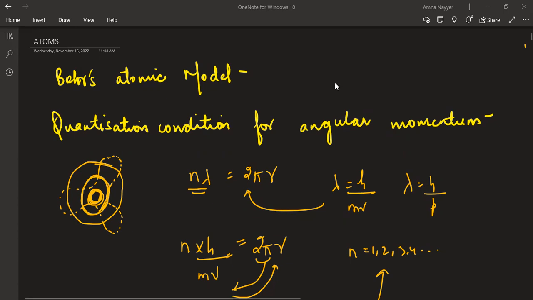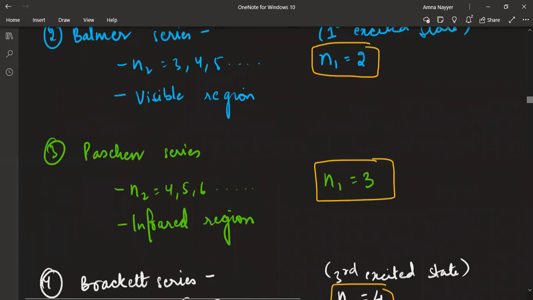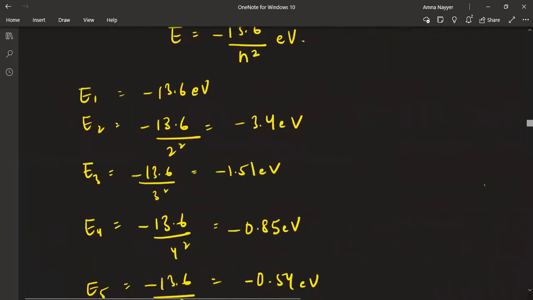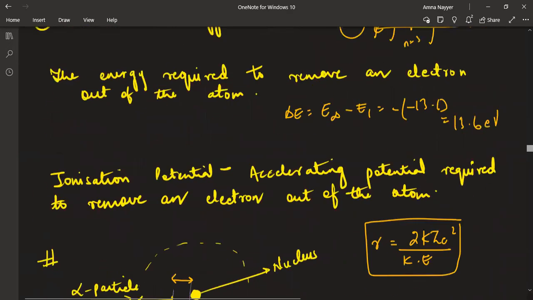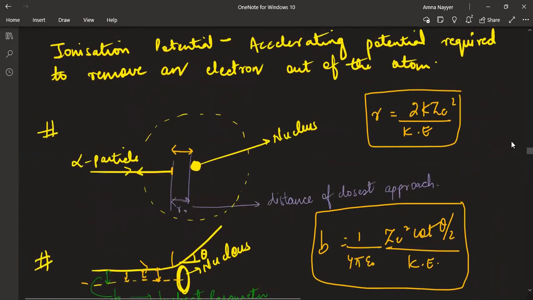So in atoms, you have Bohr's atomic theory. Before we move on, this is a huge topic. Let us first complete this very small topic, which is present here in atoms, which we did at the end of every class. Yes, these two: impact parameter and distance of closest approach. So these are just Rutherford's model of an atom and the limitations of it.